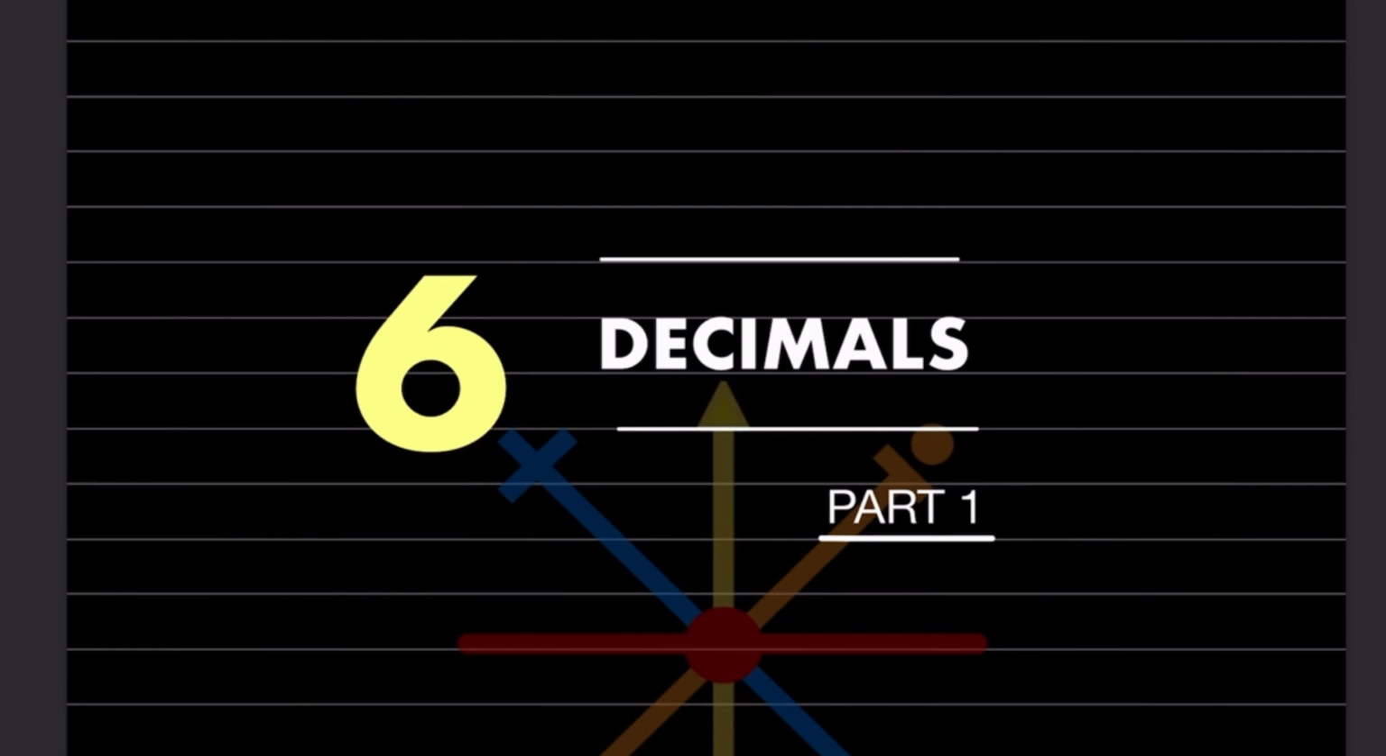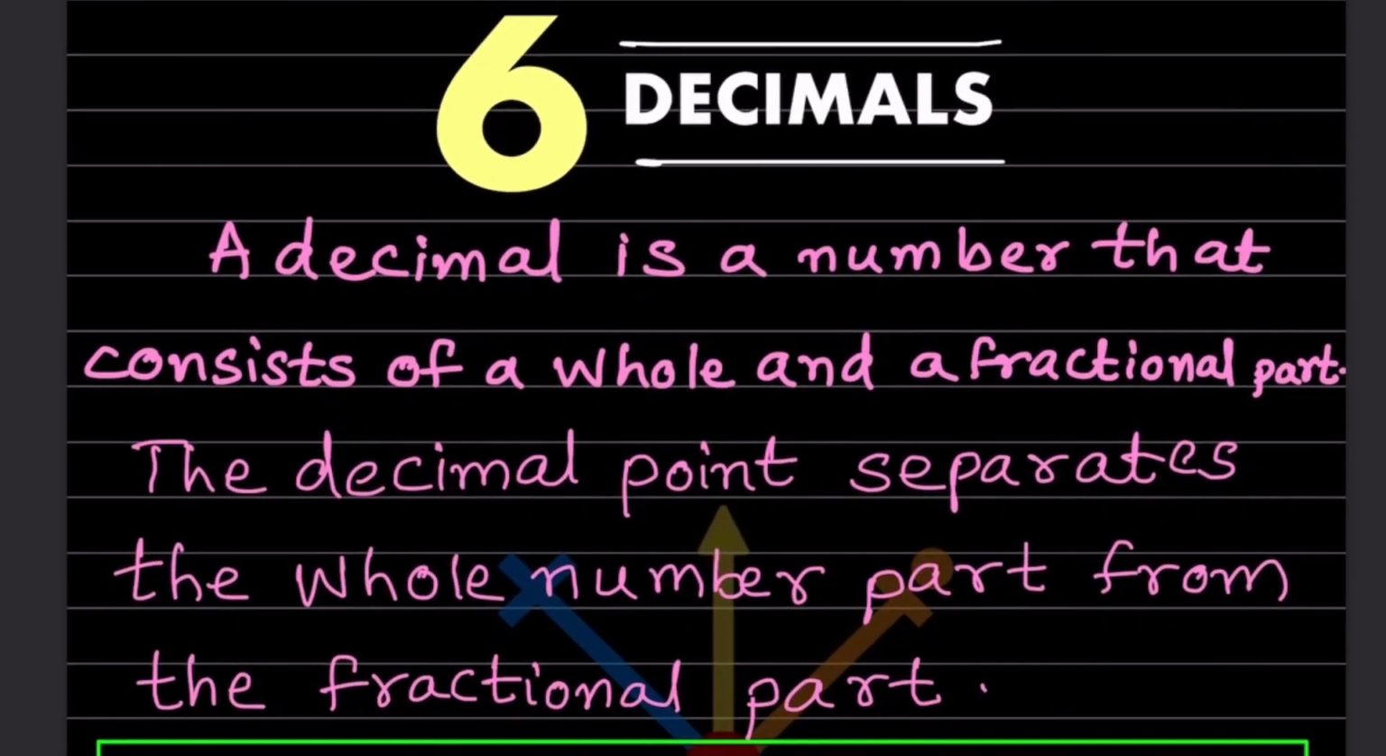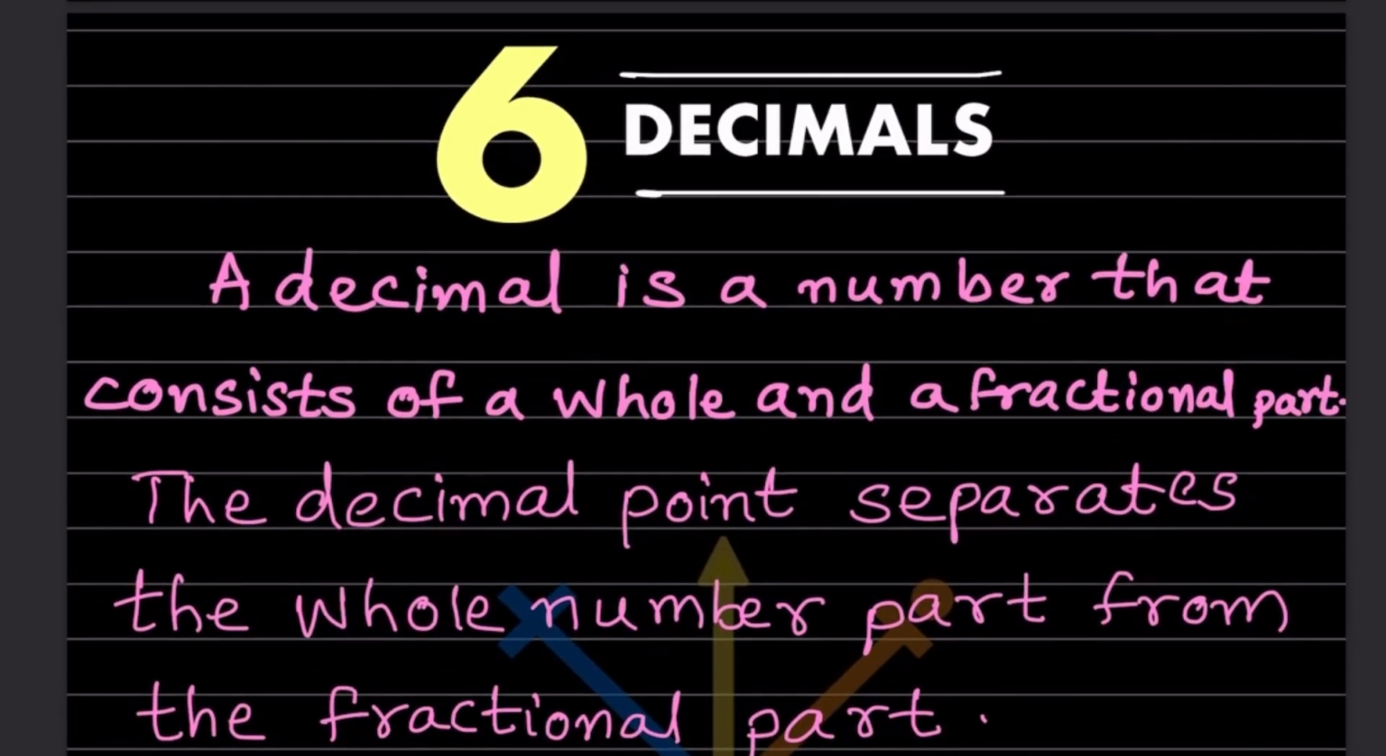So this is the first part of a new chapter which is called decimals. Before we start with the exercise, let us see some of the keywords which are used in this chapter. First, we'll see the definition of decimal. A decimal is a number that consists of a whole and a fractional part.